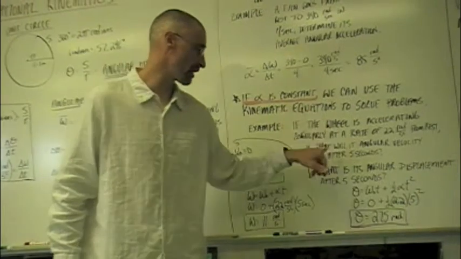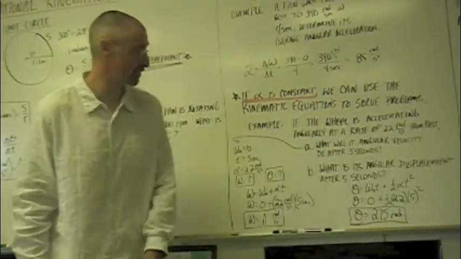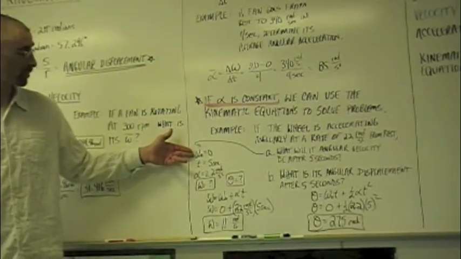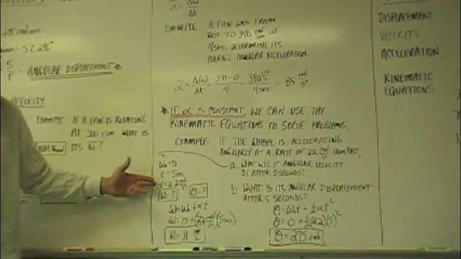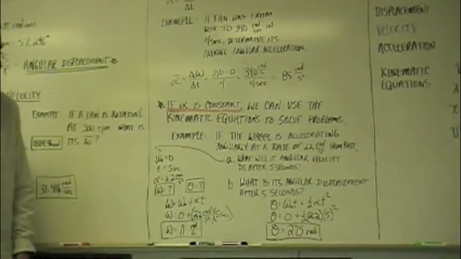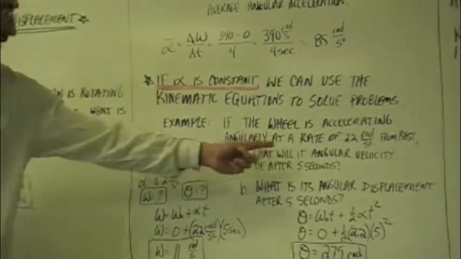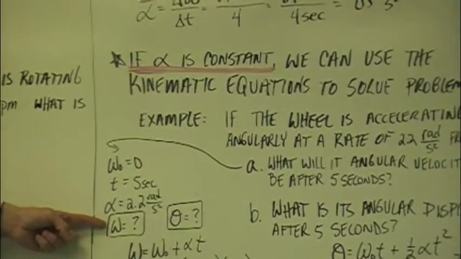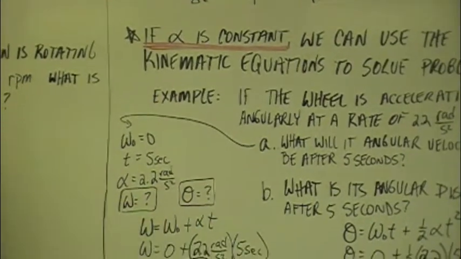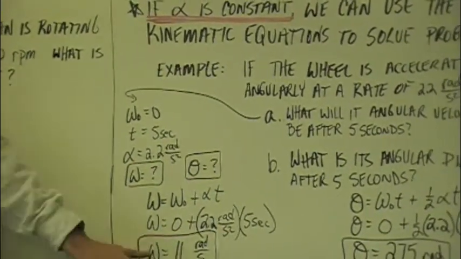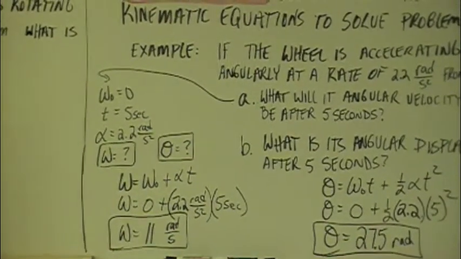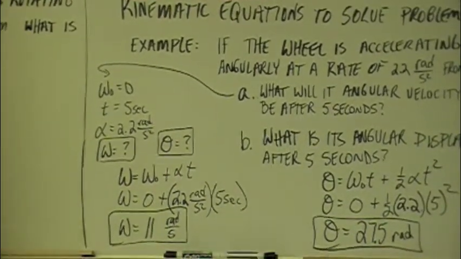So if we come in, what will its angular velocity be after 5 seconds? We know its angular velocity at the beginning is 0. We know the time is 5 seconds. We know the angular acceleration is 2.2. So we are going to find angular velocity for A. We just plug it into the kinematic equation that is appropriate. And we solve, and we get an angular velocity of 11 radians per second at the end of the 5-second acceleration.